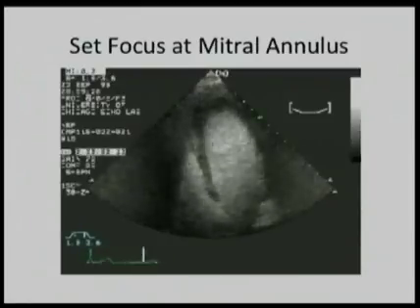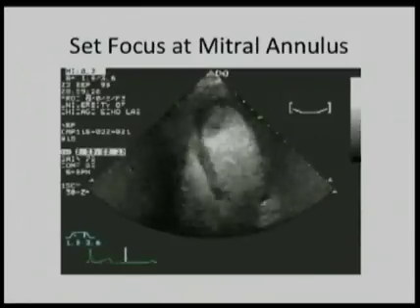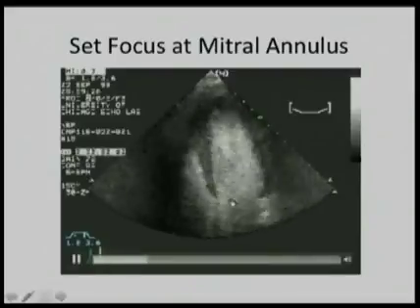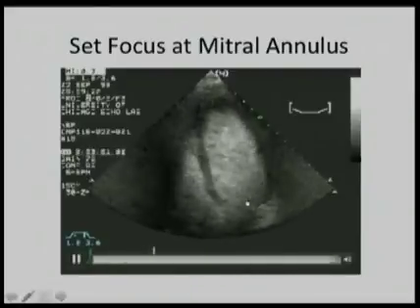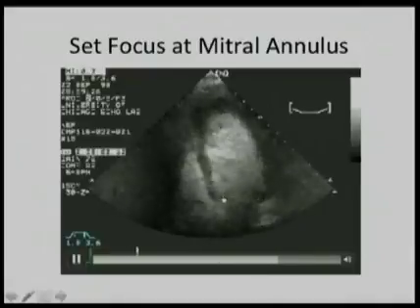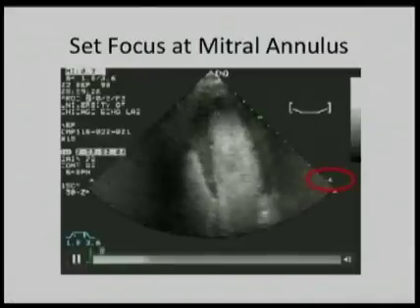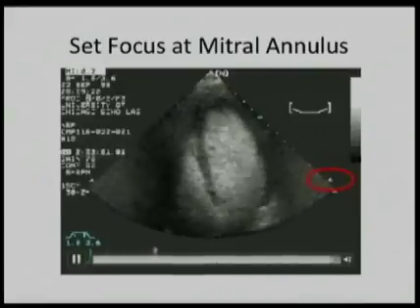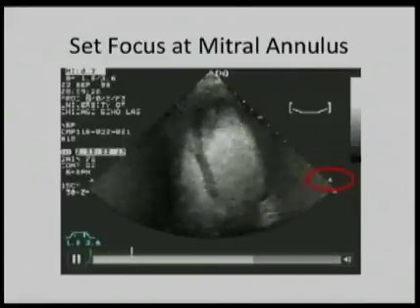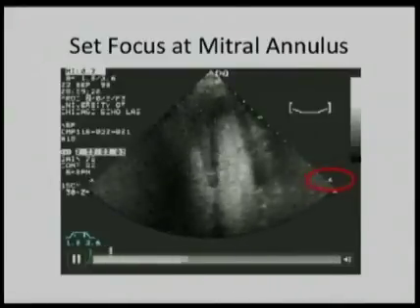Now, it's important, as I said, to set the focus at the right place. If you're trying to measure the ventricle here, you want to see the mitral annulus so you know where to start your tracing of the ventricle. So we put the focus at the mitral annular level for this example. It's important to remember to do that.